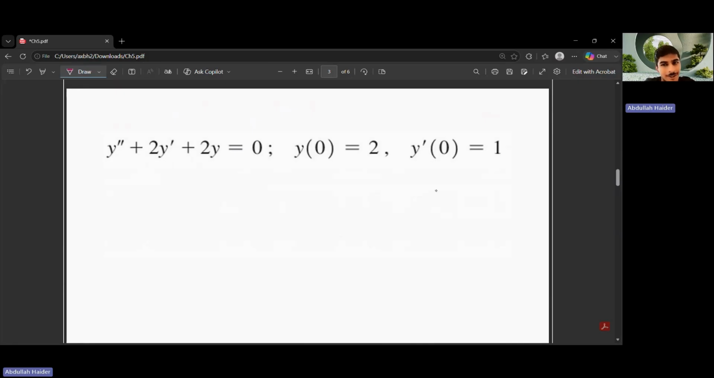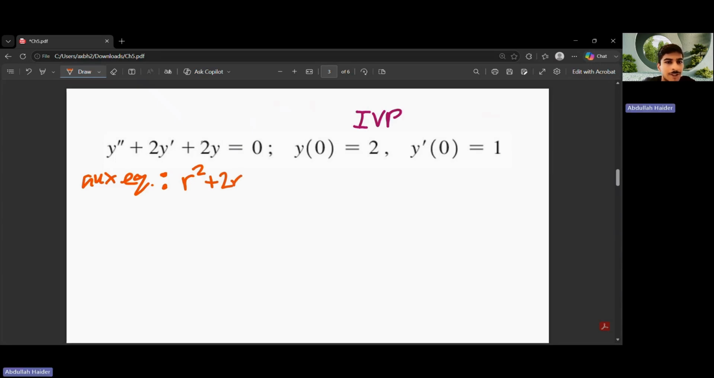And now we have an initial value problem. y(0) is equal to 2 and y prime (0) is equal to 1. So first, we always find the auxiliary equation. The auxiliary equation for this will be r squared plus 2r, with the y you always take the coefficient, and equate it to 0. Now you find the roots. You find r1 and r2.